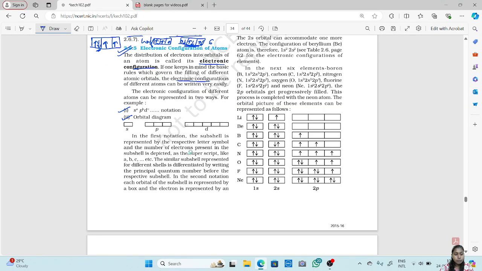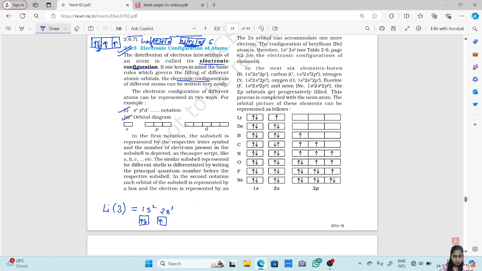Now for example, if I take lithium. Lithium has an atomic number of 3. If I notate it in the first spdf notation format, then it will be 1s2, 2s1. So this is how you notate lithium in the first format. Now if I want to notate it in the second format, that is the orbital diagram format, then s has one box, right? So 1, 2 and here it is 3.